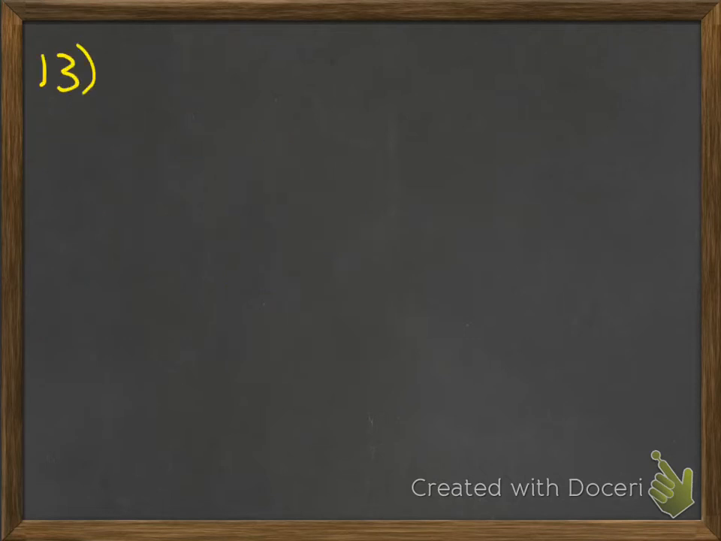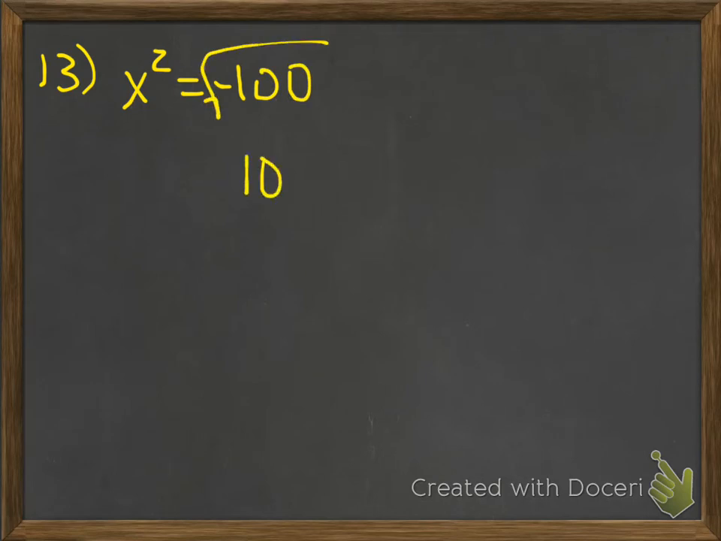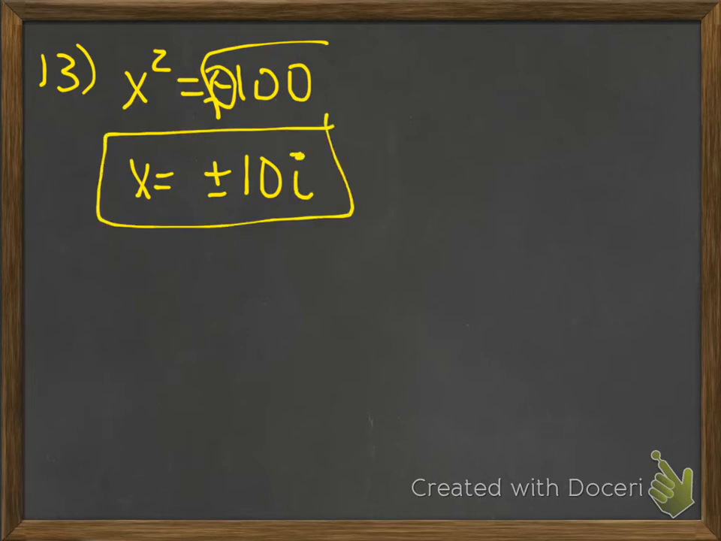13. Okay, let's look. Solve each equation. Okay, I have x squared is equal to negative 100. Okay, all I got to do is take the square root. Okay, what's the square root of 100? Square root of 100 is 10. Every time we do this, with an x, we're saying plus and minus. Okay. Now, because of this negative that was inside, don't forget, there's an i, and that's it. You're done.